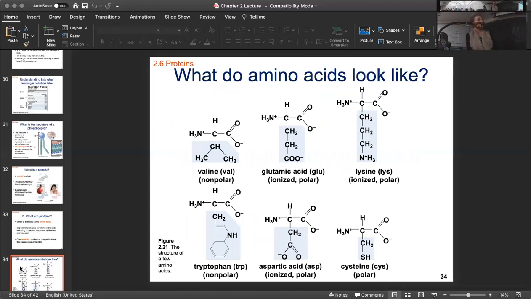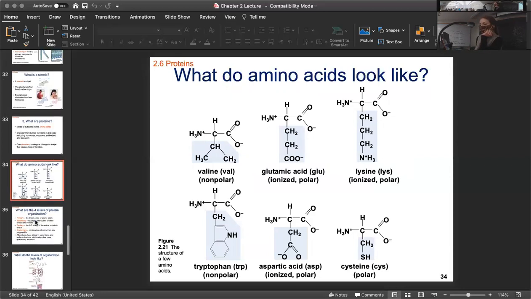All right, so what do amino acids look like? Amino acids are the building blocks of proteins. Here's some examples of amino acids. Luckily for you guys, we don't have to memorize this, so we can just look at this picture and ooh and ah at it. Figure 2.21, the structure of a few amino acids. Just know that some of them are different than others, as you can see. They all do different things.